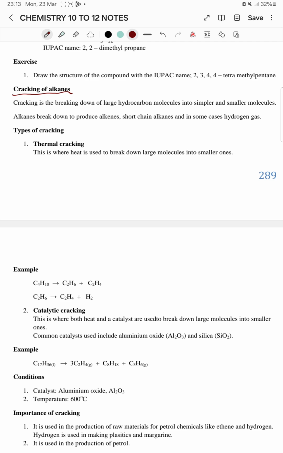Now, when you talk about cracking, you are breaking a very big hydrocarbon to form smaller hydrocarbons. Alkanes break down to produce alkenes, short chain alkanes, and in some cases hydrogen gas. So what you're simply saying is when you break a very big alkane, you're going to produce the alkenes, and in some cases hydrogen gas.